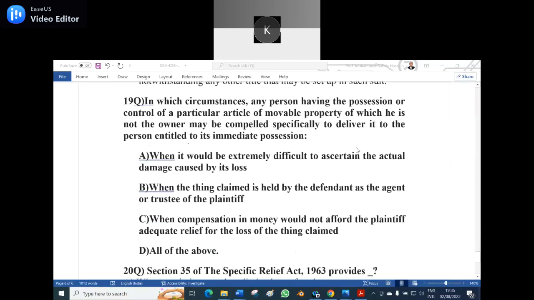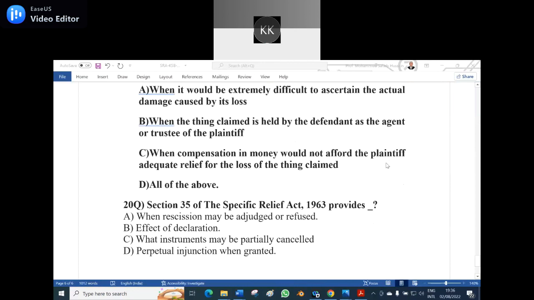19th question. In which circumstances may any person having the possession or control of a particular article of movable property of which he is owner be compelled specifically to deliver to the person entitled to its immediate possession? Option A, when it would be extremely difficult to ascertain the actual damage caused by its loss. Option B, when the thing claimed is held by the defendant as the agent or trustee of the plaintiff. Option C, when compensation in money would not afford the plaintiff adequate relief for the loss of the thing claimed. Option D, all of the above. So option D is the right answer.